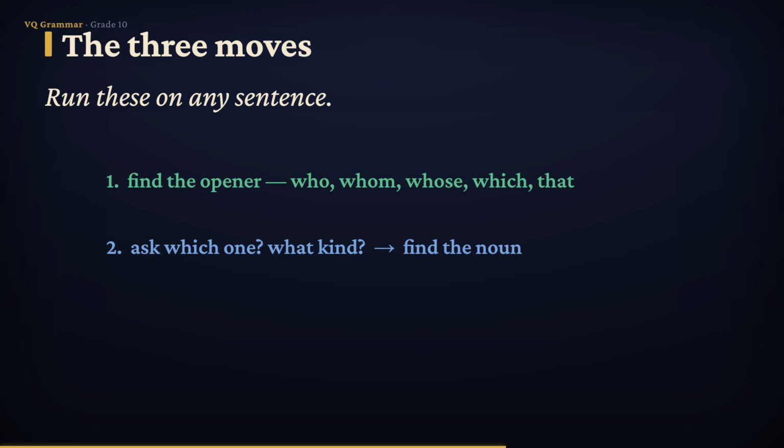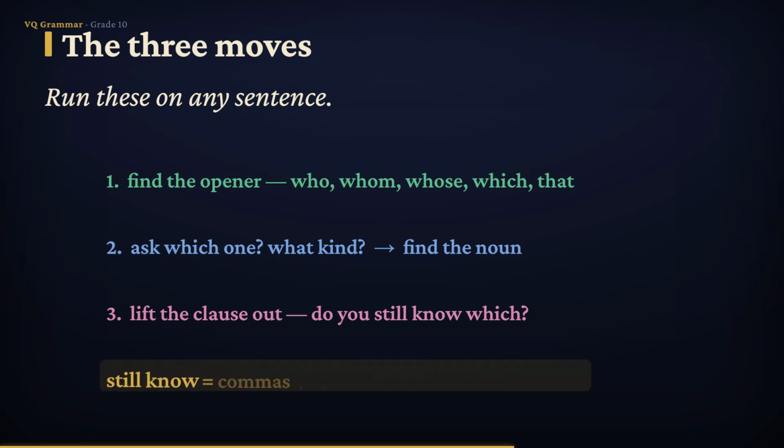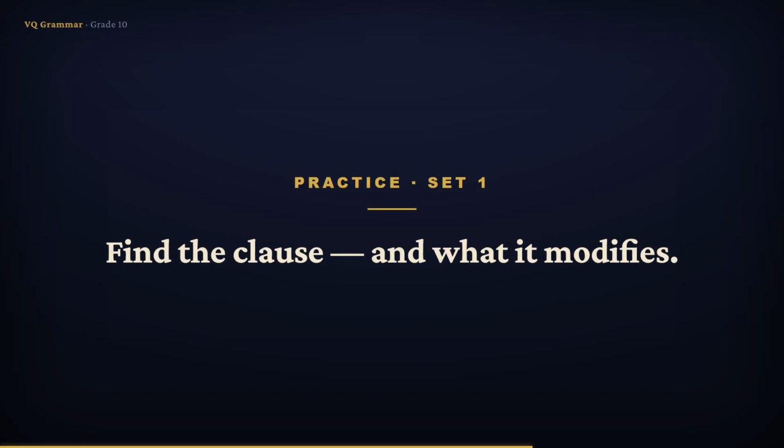Move 3. Lift the clause out and reread the sentence. If you still know exactly which one is meant, the clause is extra, so wrap it in commas. If the sentence suddenly goes vague on you, the clause is essential, and you use no commas at all. 3 moves every time. Let's try a few together. In this first set, I'll give you a sentence and you find the adjective clause, or the word it's modifying. Pause the video and decide before I reveal each answer.